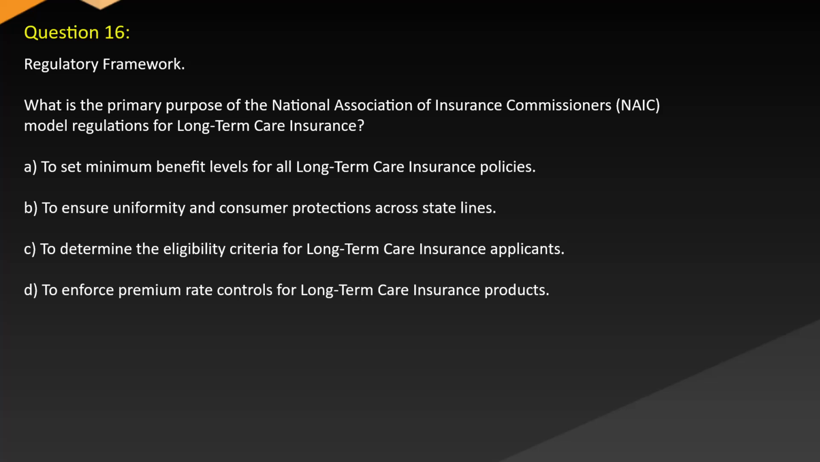Question 16. Regulatory framework. What is the primary purpose of the National Association of Insurance Commissioners (NAIC) model regulations for long-term care insurance? A. To set minimum benefit levels for all long-term care insurance policies. B. To ensure uniformity and consumer protections across state lines. C. To determine the eligibility criteria for long-term care insurance applicants. D. To enforce premium rate controls for long-term care insurance products.